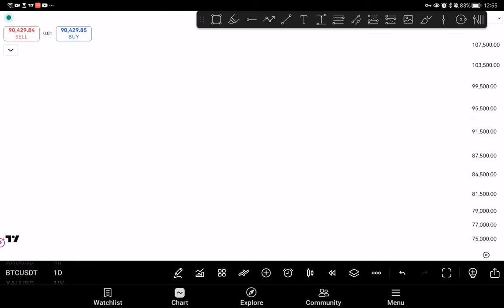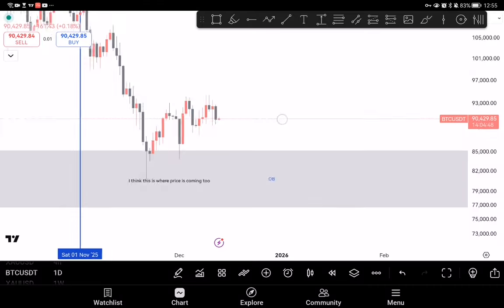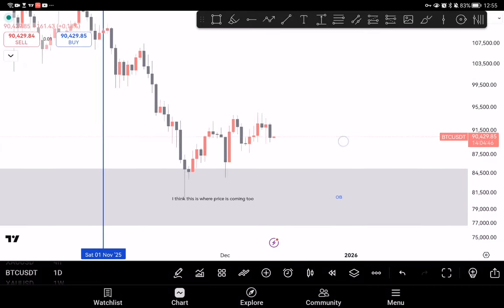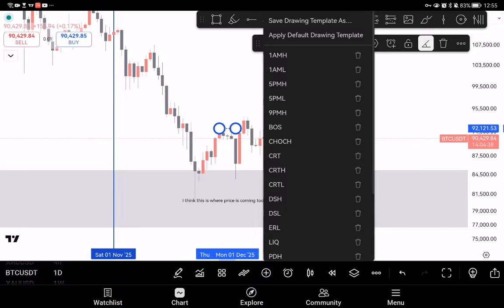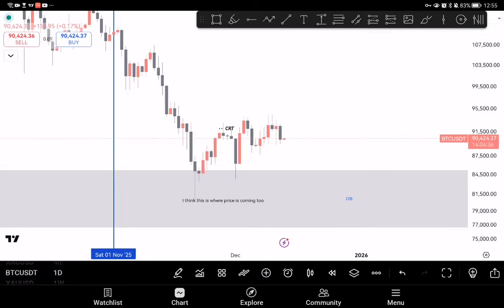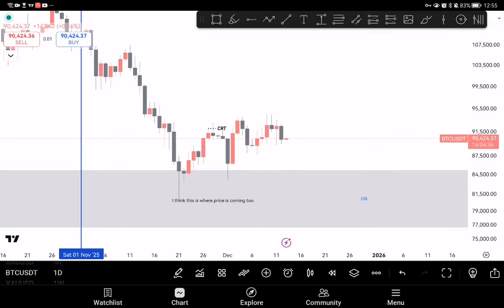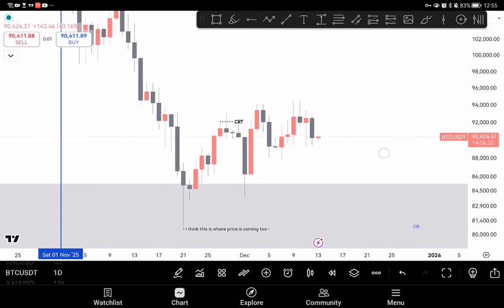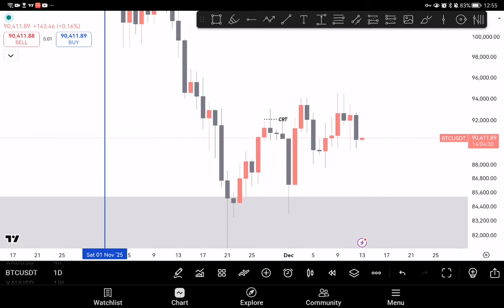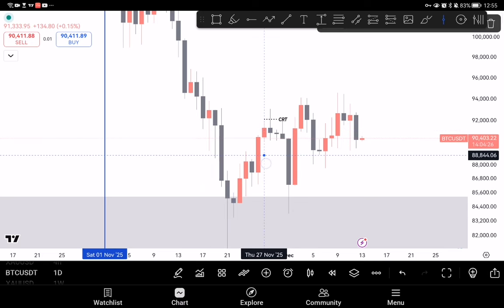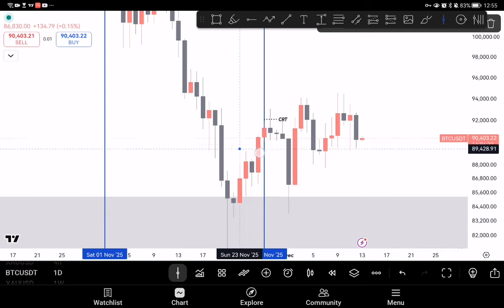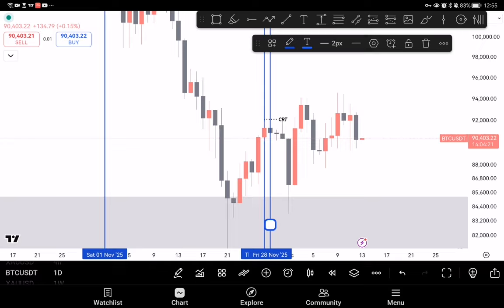For our CRT formation, we are going to have a lot of them on this particular chart, and I'm going to show you the first one. This is my first CRT formation here, and I'm going to call that CRT. I don't know if that can be seen very well, but I'm going to zoom. Where are the candlesticks that I'm using as CRT formation? This is my first candle, and this is my second candle.